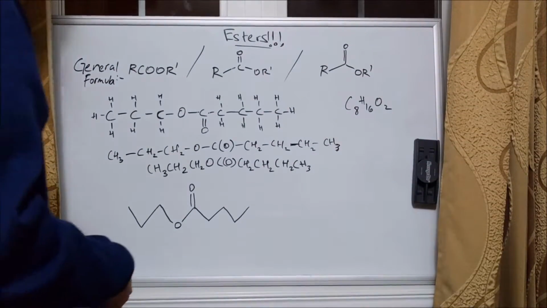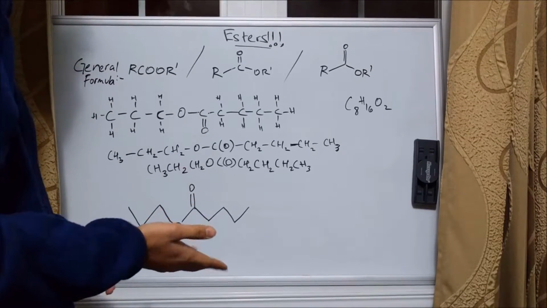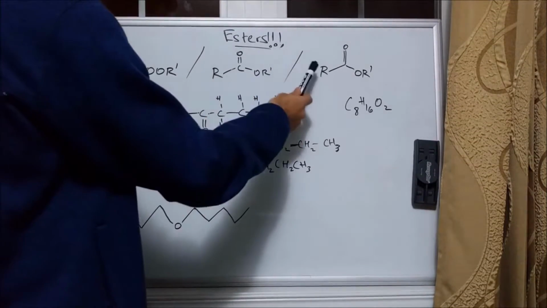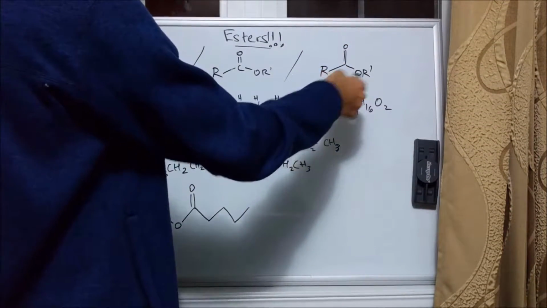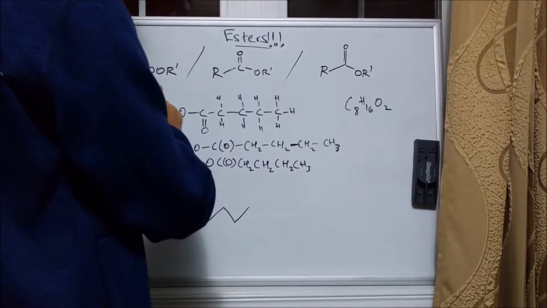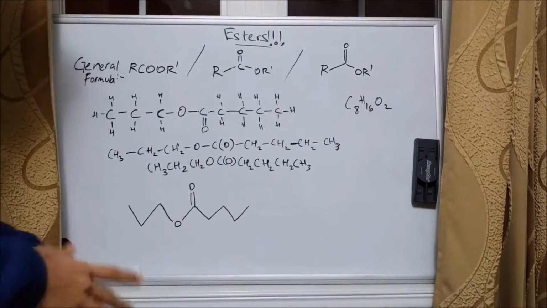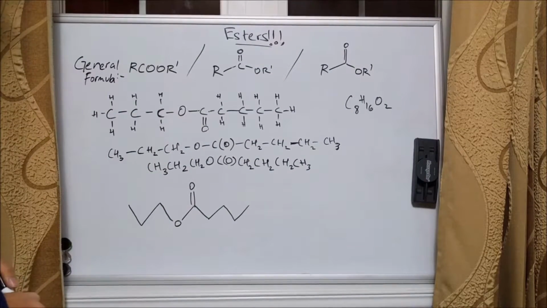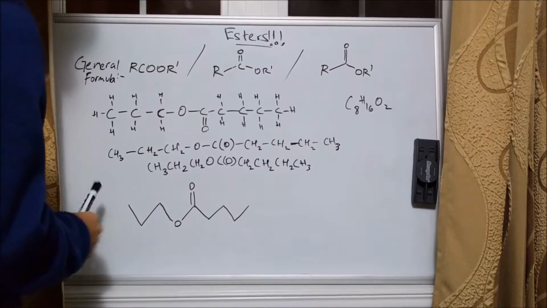And a better way of showing this, and this is what you'll probably be using most of the time, is R, carbonyl group, OR'. So these are three different ways of showing general formulas of an ester. Now let's look at the complete structural diagram of an ester.